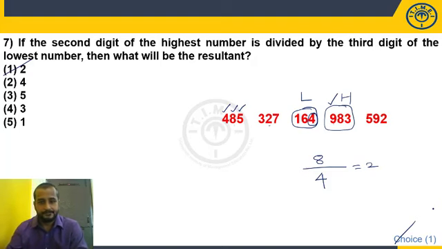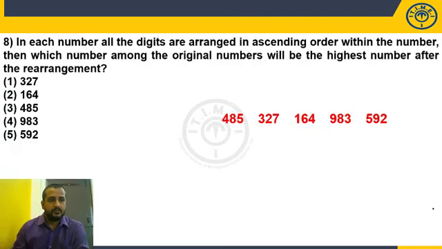Clear? Question number 8. In each number, all the digits are arranged in ascending order. See, 485 is a number, right? And what are the digits in this number? 485. Now what is the condition? In each of these numbers, digits are arranged in ascending order within the number. Then which number among the original number will be the highest number after the rearrangement?